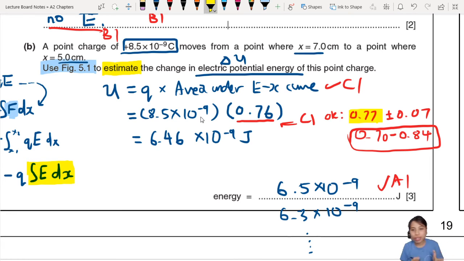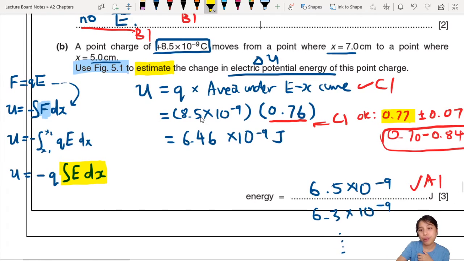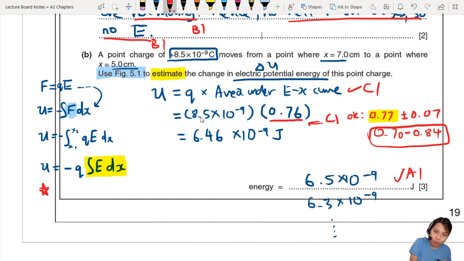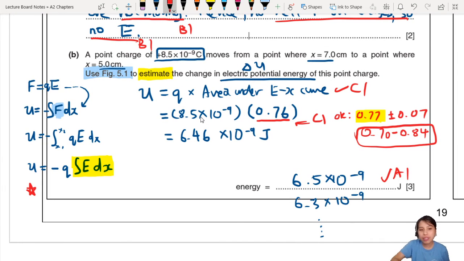If you don't like this method, if you feel like, I don't like counting boxes, you could integrate if you know how to do it. So some people may want to integrate the equation down here. If you do it the maths way and do integration, you would get 0.77 as your answer, which is, I guess, the most precise one.